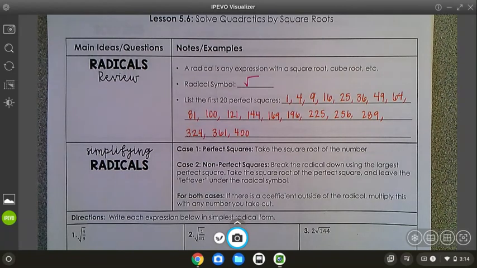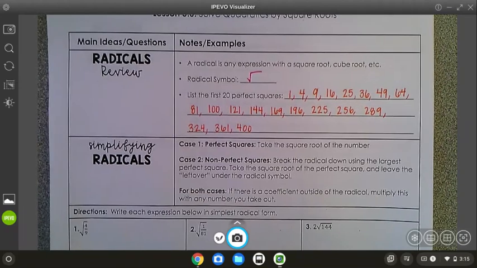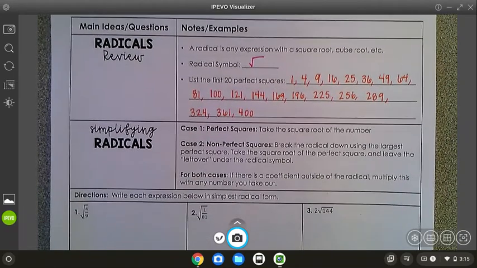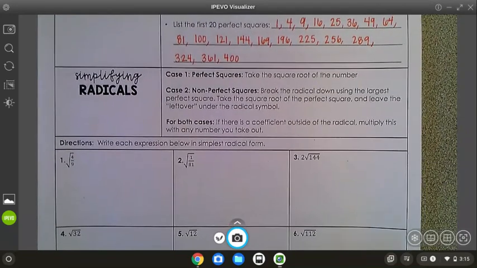324, 361, and 400. You do not need to have all of these memorized. You should have the first 15 memorized, up to 20, but especially the first 12. You need to have those down pat. We'll be referring back to that list quite a bit. So much so that if you don't have the first 12 memorized, you probably will after you do a lot of these examples.